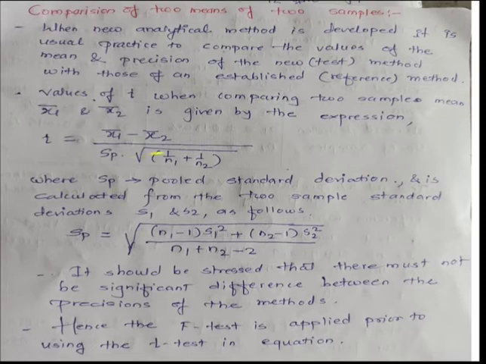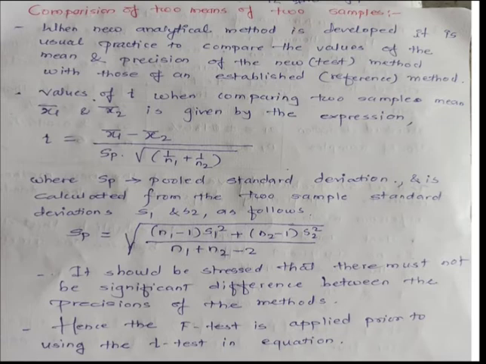The equation is t is equal to x1 bar minus x2 bar divided by Sp into square root of, in a bracket, 1 upon n1 plus 1 upon n2. Here x1 bar is the mean of the A set of values, x2 bar is the mean of the B set of values, and Sp is the new term. Sp is called the pooled standard deviation. Pooled standard deviation means the standard deviation is calculated from two different standard deviation values.